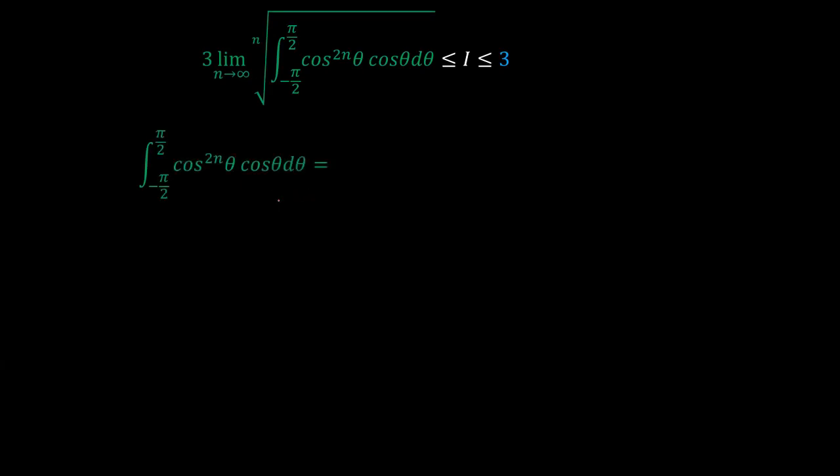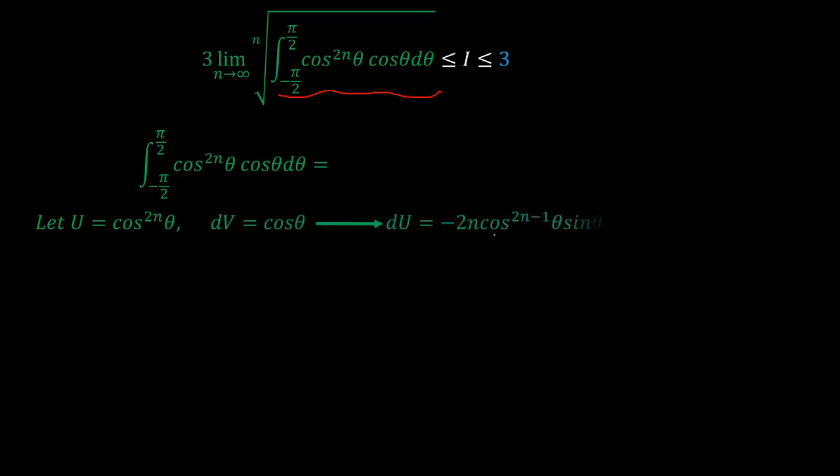We can do a number of things focusing on this integral. Let's focus on that. So we can let u be cosine to the power 2n theta, and our dv be equal to cosine theta. What that means is that our du, differentiating this, is negative 2n cosine to the power 2n minus 1 theta sine theta, and our v is sine theta. So using the integral of u dv equals uv minus the integral of v du, this is obviously integration by parts.